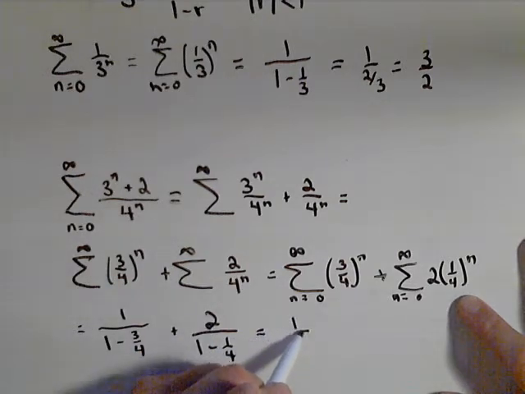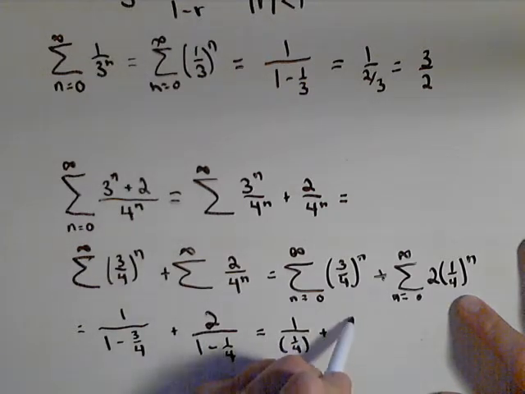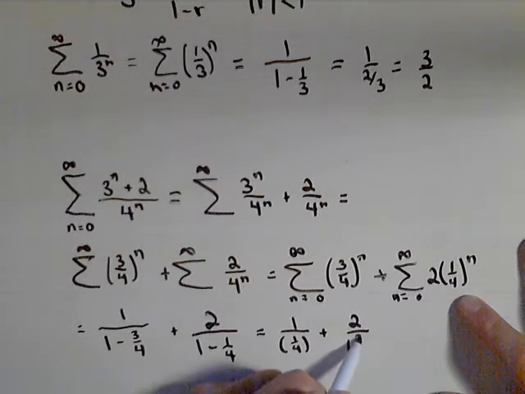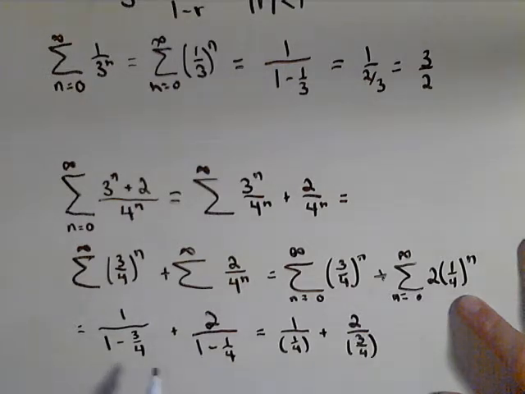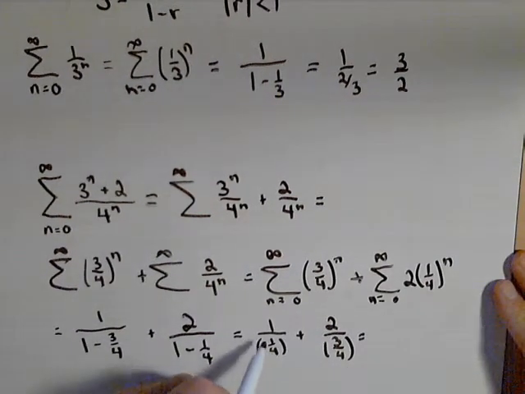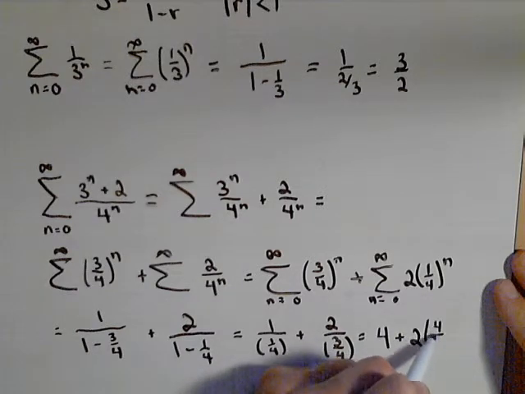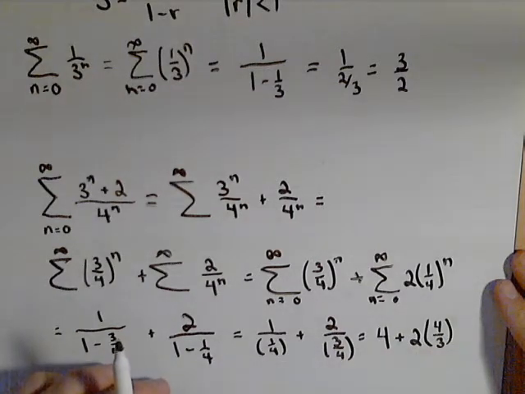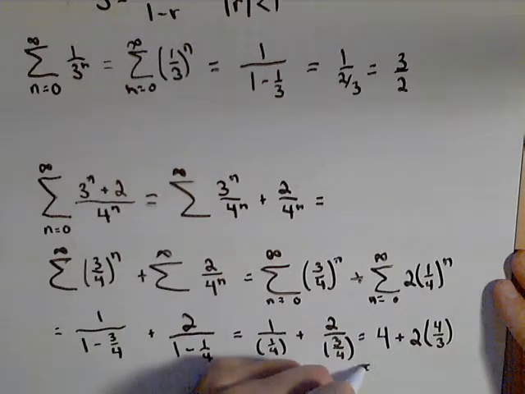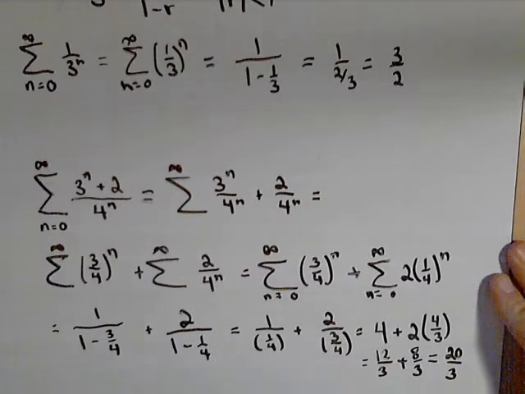So we're going to have 1 over 1/4 plus 2 over 3/4. That's just doing the subtraction on the bottom. We're going to flip both of those and multiply. So here we're just going to end up with 4 plus 2 times 4/3, or 8/3. So I have 12/3, finding a common denominator, plus 8/3, for a total of 20/3.